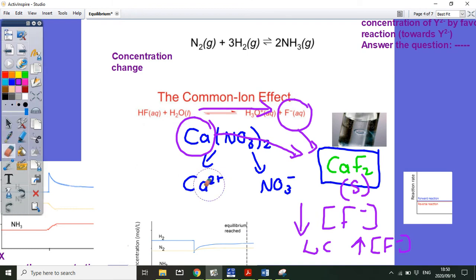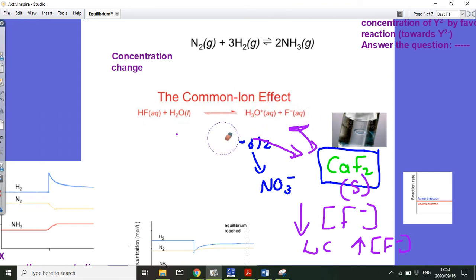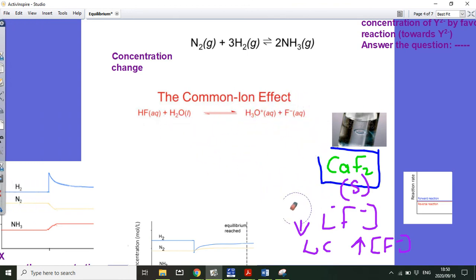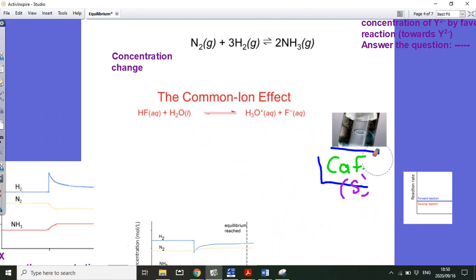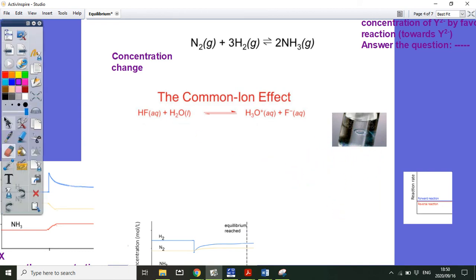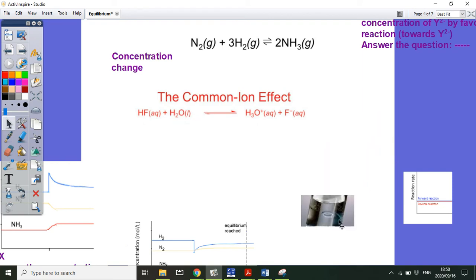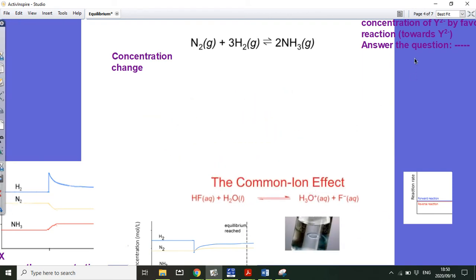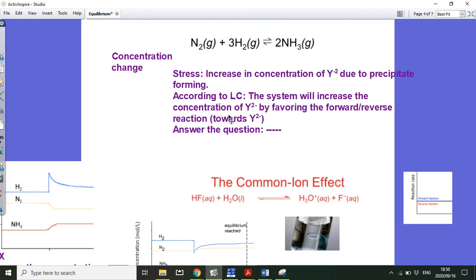So please look out if the question says anything about a precipitate or an insoluble solid, it means something, one ion in your solution is going to be stolen out. And the stress is actually the removal of that ion.